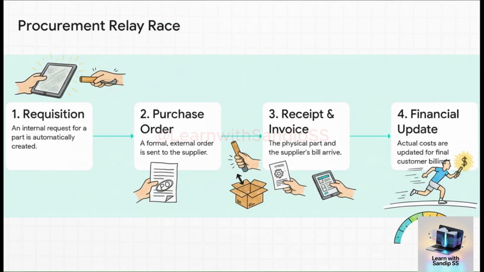You know, the best way to think about this whole thing is like a 4-stage relay race. First up, we have the requisition. That's the internal go signal. Then that baton gets passed to create the official purchase order. The third leg is kind of a double handoff. You've got the physical part arriving, and then the supplier's invoice comes in. And for the final leg, the grand finale, is the financial update, making sure all that crucial cost info makes it across the finish line and into your billing.